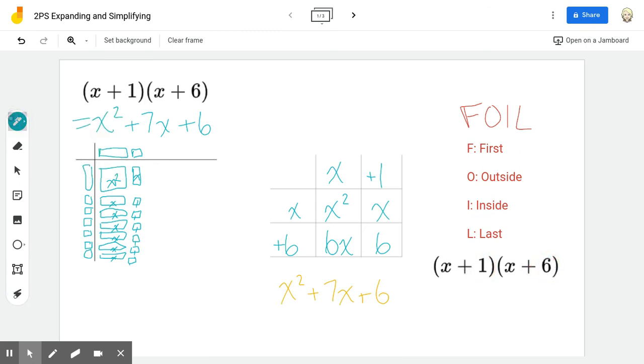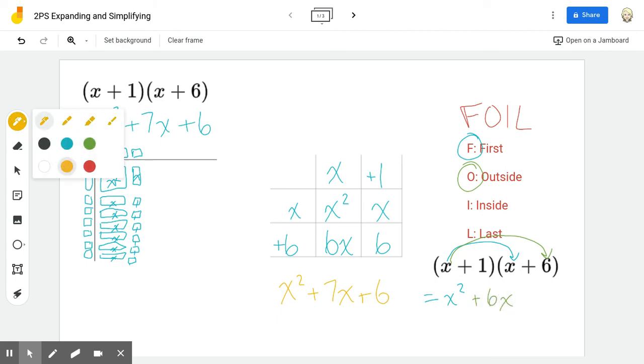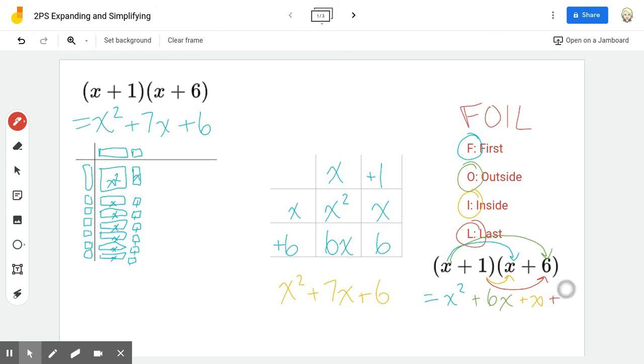So I'm going to show you with 4 different colors. First, I have to do the first one. So this is the first one, and this is the first one. So I'm going to multiply those together. X times x is x squared. The outside ones are x and 6. So 6 times x is 6x. Then the inside ones are these two. So 1 times x is just x. And then our last ones is the last one in each bracket. So 1 and 6. 1 times 6 is 6.